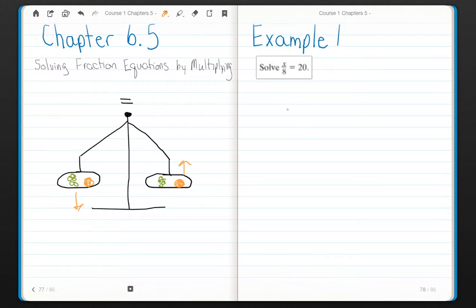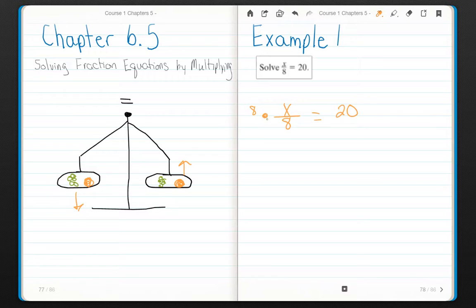So example 1, solve x divided by 8 equals 20. So x divided by 8 equals 20. So here's that pedestal in the middle, that fulcrum of my scale. I need both sides to remain balanced, but I need to figure out what x equals. So since this is a division problem, I'm going to use the opposite of division, or multiplication, in order to get x by itself.